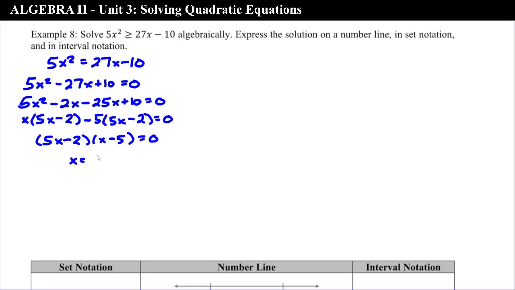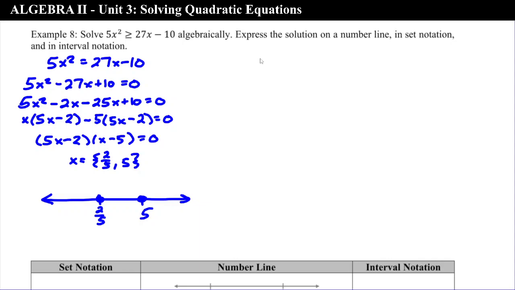So our x values are going to be either 2/5 or 5. So we pull out our test line. We've got 2/5 here. We've got 5 here. And now we're going to mark what these points are. They're going to be solid since we have greater than or equal to. And now all we've got to do is our test values.